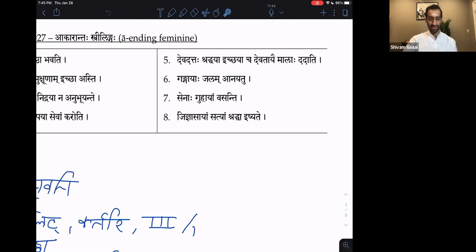Okay, Senaha guhayam vasanti. Sena shabda. Sorry, vasanti. This is vastatu, meaning to stay. Sorry, going back to sixth case. Can this be fifth case? There's a question. May he bring water from the Ganga. That can be okay also. Bringing it from, yeah, that can work as well.